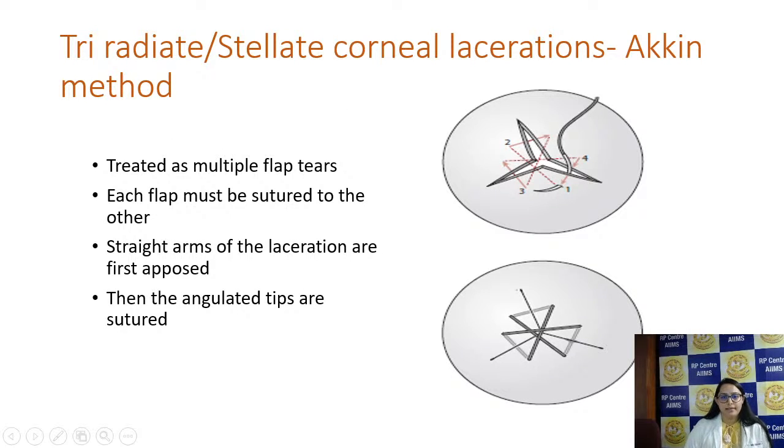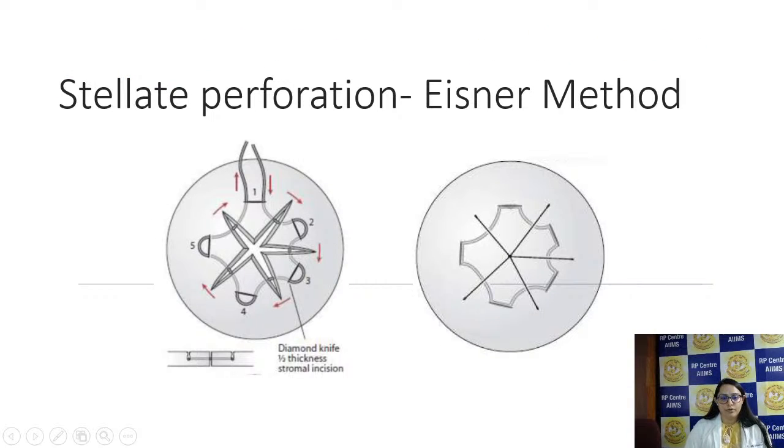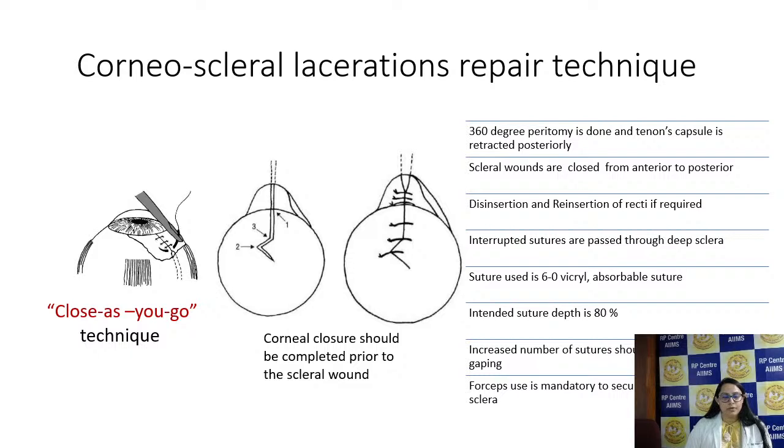Now for management of triradiate or stellate corneal perforations, 2 techniques have been described. The Atkins method describes a purse string suture where the cornea is treated as multiple flap tiers and each flap is sutured to the other. The straight arms are first opposed and then the angulated tips are sutured. Eisner et al. also gave another method of stellate perforation repair, wherein we create partial thickness grooves between the arms of the laceration using a diamond knife, and the needle is introduced through the grooves to create a purse string effect.